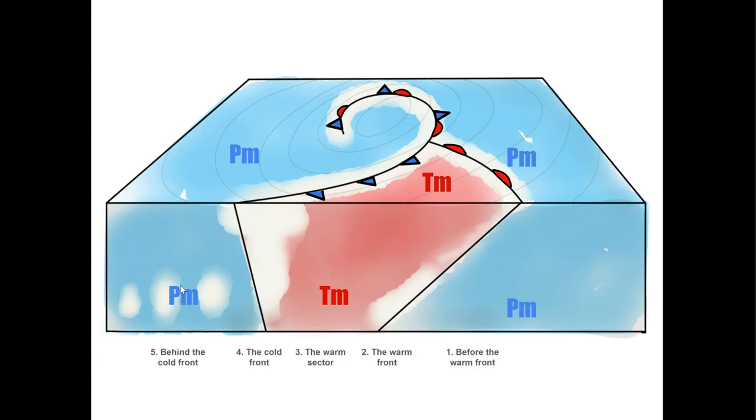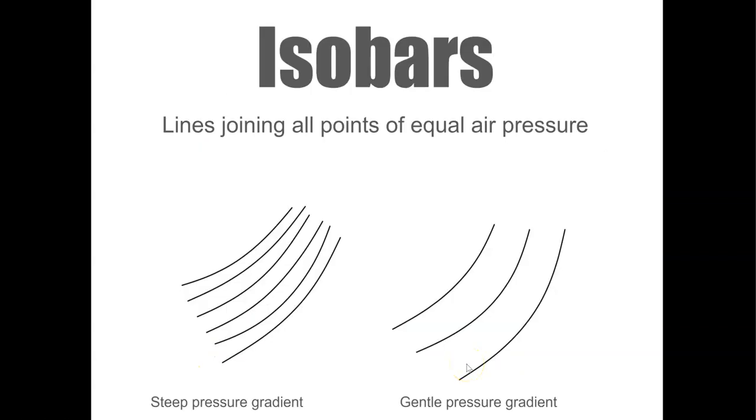Finally, for now, I'm going to show you some of the names of the different parts of the depression. Depressions approach from the west. So the first part that we meet is this bit here, before the warm front. Then the warm front. Then the Tm air is called the warm sector. Then we have the cold front. And behind the cold front, back into the Pm air again. This structure of the depression is something that you need to know very, very well.